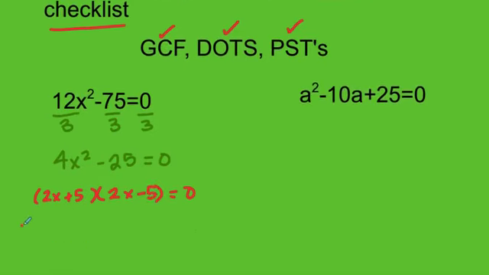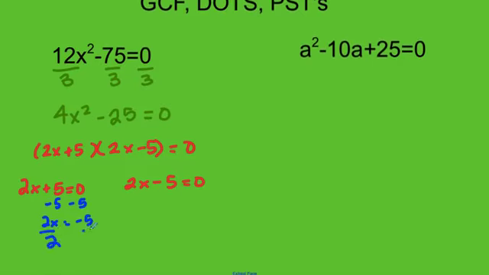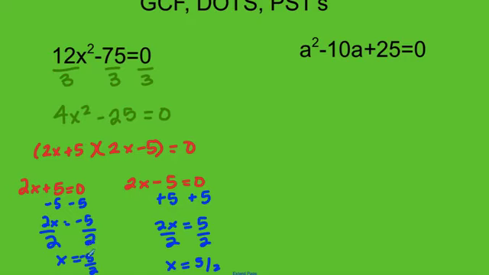I'm going to set each one equal to 0 using the zero product property. So now I'm going to subtract 5. So 2x equals negative 5. And then I'm going to divide by 2. So x equals negative 5 over 2, or negative 5 halves, or negative 2 1/2. I'm going to add 5 to the other one. And then divide by 2. And so we get x equals 5 halves. So we have negative 5 halves and positive 5 halves.